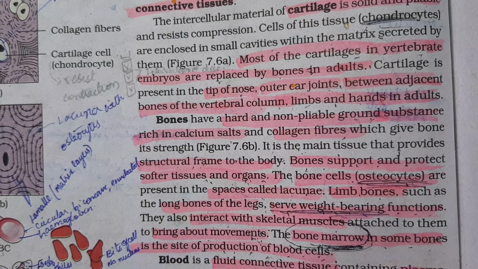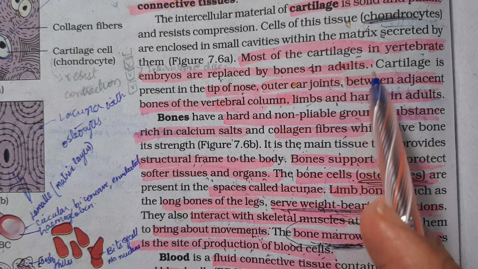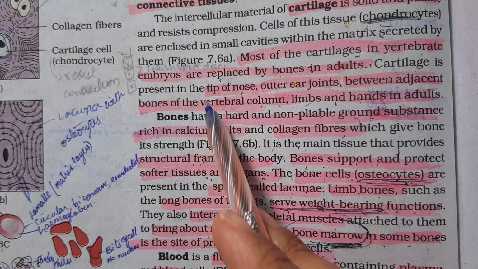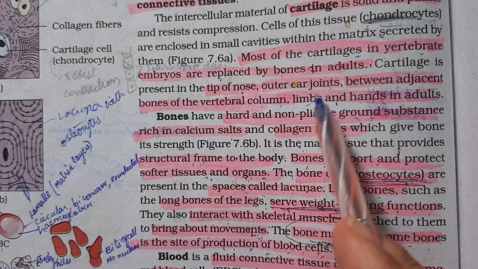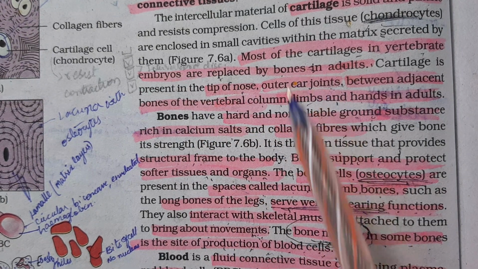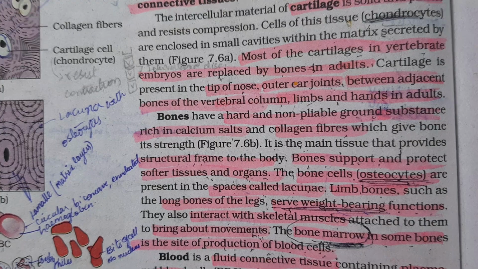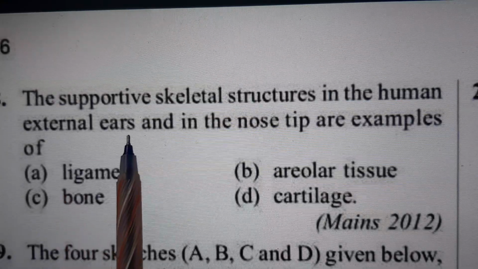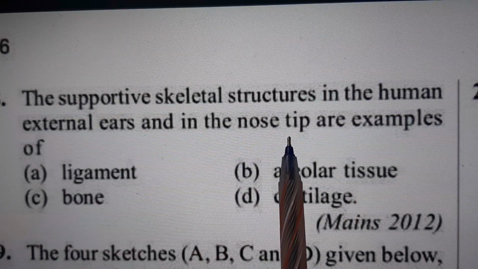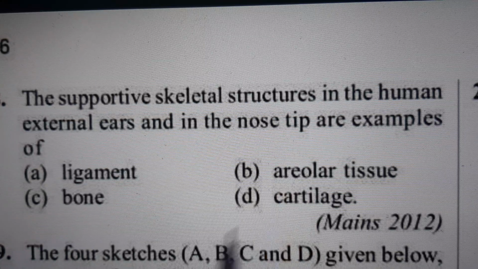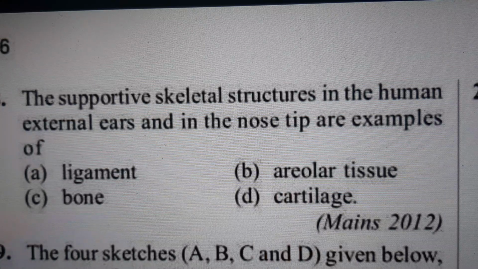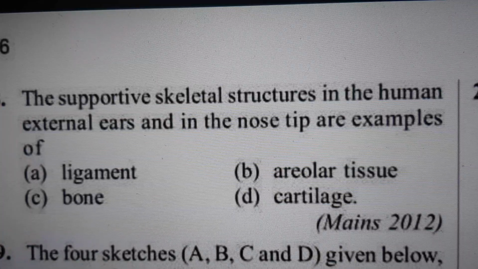Here on page number 104, we have the examples of cartilage. Cartilage is present in the tip of nose and outer ear joints. This itself is the answer. We have outer ear joints or external ears and the tip of the nose. So no doubt it is option D, cartilage. Moving on to the next one.